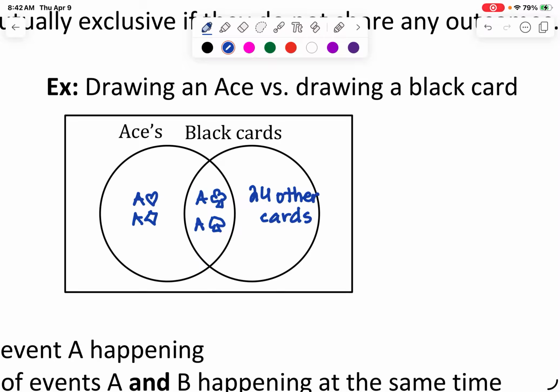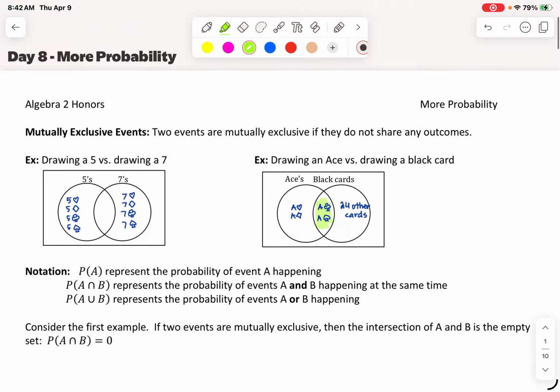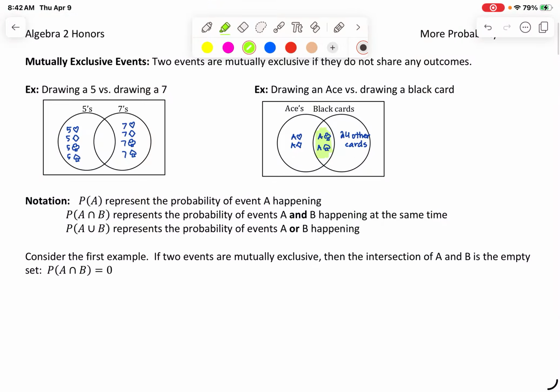But there is an overlap in black cards and aces, and that's the ace of clubs and the ace of spades. So these two events are not mutually exclusive because there is an overlap. There are cards that are aces and black cards. All right, so we will be looking at mutually exclusive events and events that are not mutually exclusive.